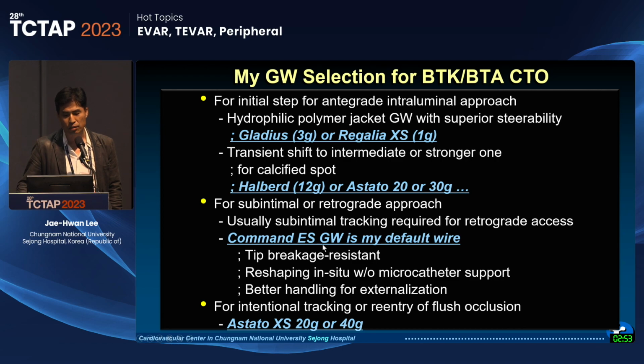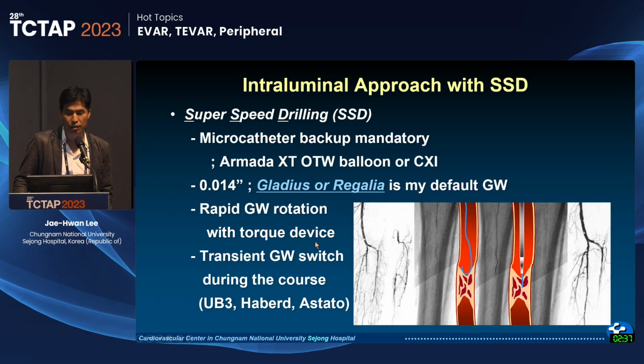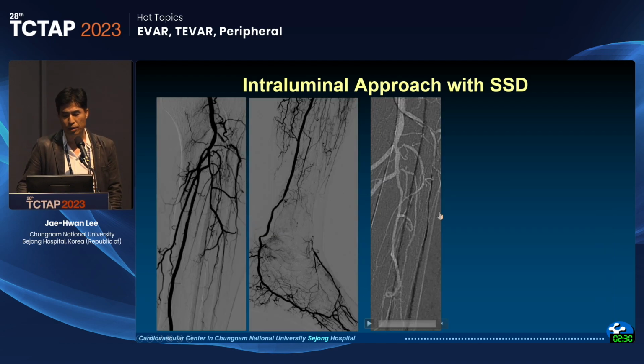So Commander ES guidewire is my default wire. This guidewire has a tip break resistant character, reshaping in situ without microcatheter is possible, and a better handling for externalization. For intentional tracking or reentry of flush occlusion, I use Astato. And for intraluminal approach, super speed drawing with a hydrophilic guidewire is my default.